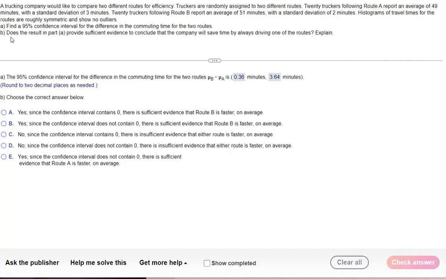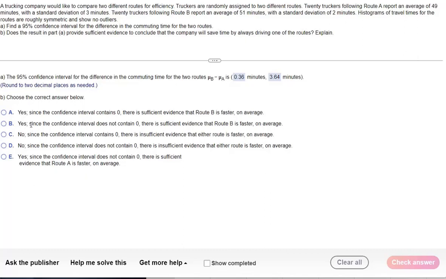Part B, the question is, does the result provide sufficient evidence? It does, because 0 is not within this interval. If these two could be the same, then subtracting mu A from mu B would make 0 be in this interval. So 0 is not within this interval, which means there is some sort of statistical difference. If they were the same, then 0 would be a possibility. But our confidence interval is saying 0 is not a possibility. So does it provide sufficient evidence to conclude the company will save time? Yes. Which one of these is right, though?